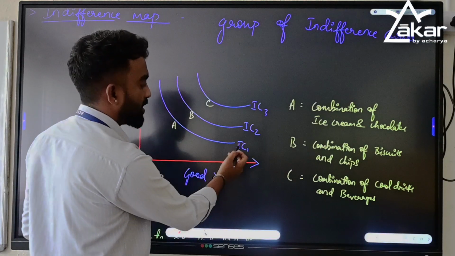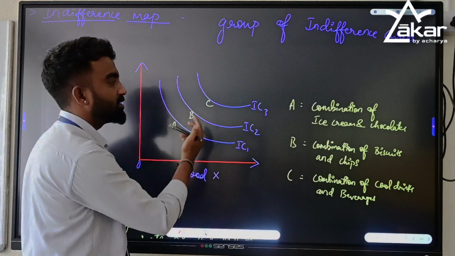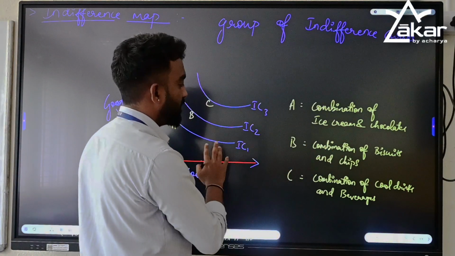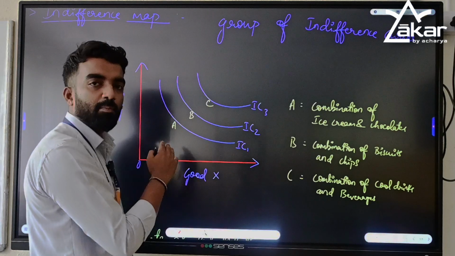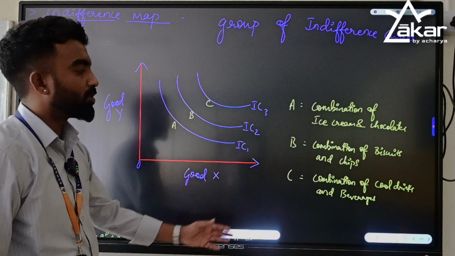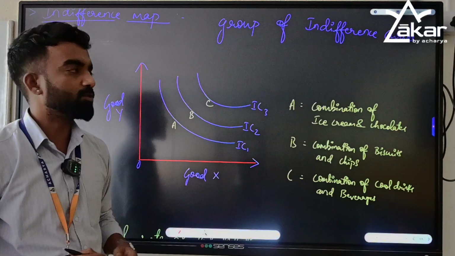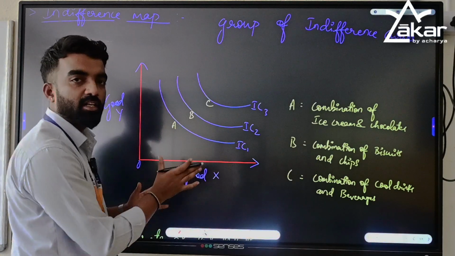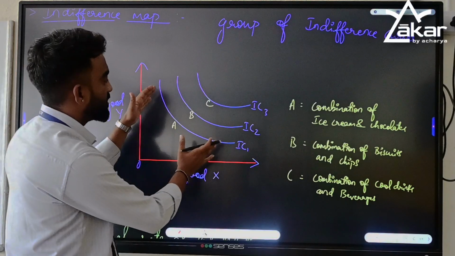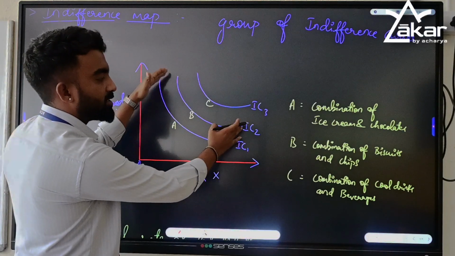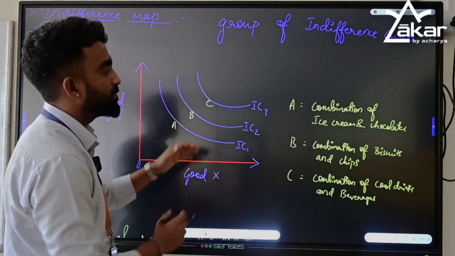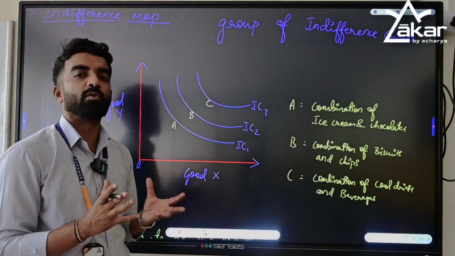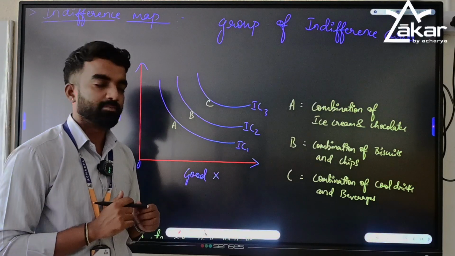Indifference curve 1, IC1, represents two goods like ice cream and chocolate. IC2 represents another two goods, biscuits and chips, and IC3 represents further goods like cool drinks and beverages like tea and coffee. So each indifference curve is a representation of a combination of two goods. This is a representation of ice cream and chocolate, this of biscuits and chips, and this of cool drinks and beverages. So an IC map is nothing but a collection of indifference curves.